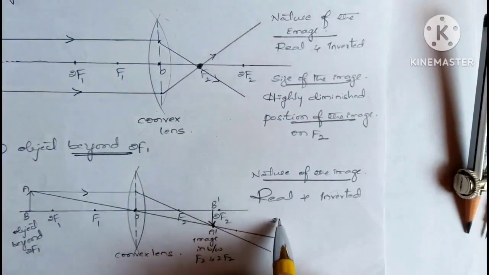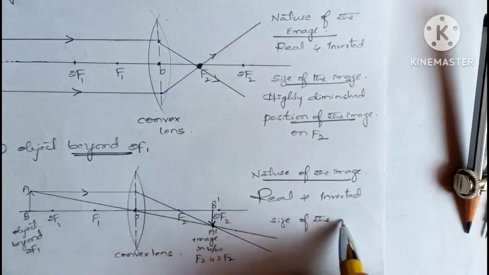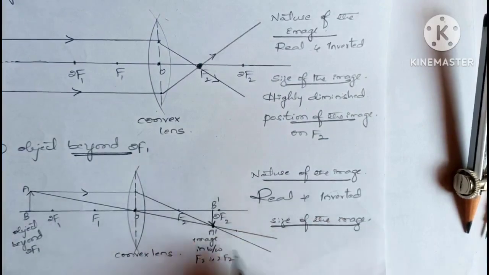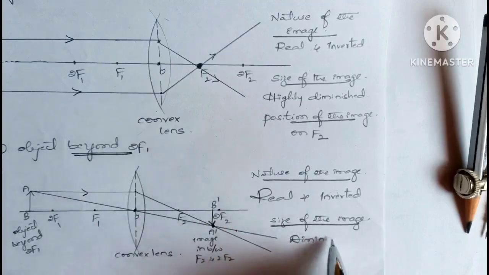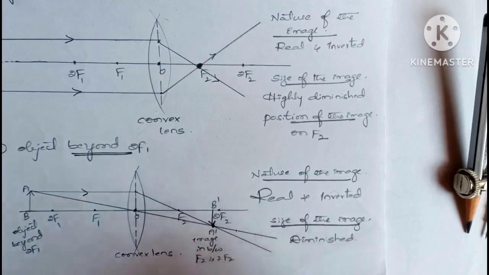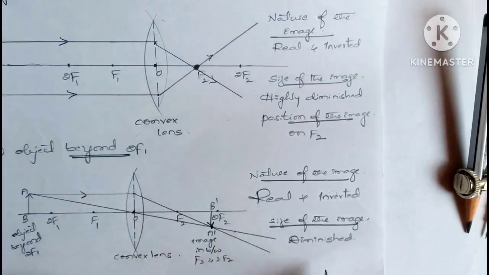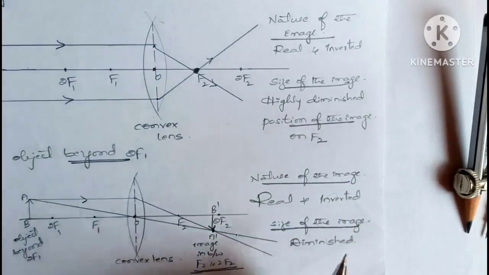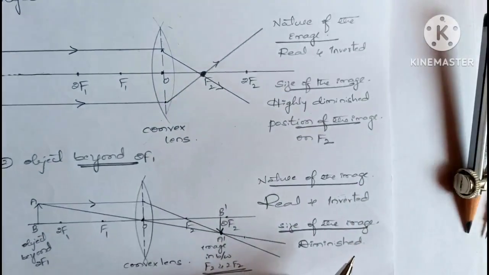So size of the image is diminished. See, for the first construction highly diminished, and now for this one diminished. Diminished means smaller size than the original one. And now the position of the image, here only I have mentioned the position of the image. Okay, this is our second construction. Now we will move on to the third construction.